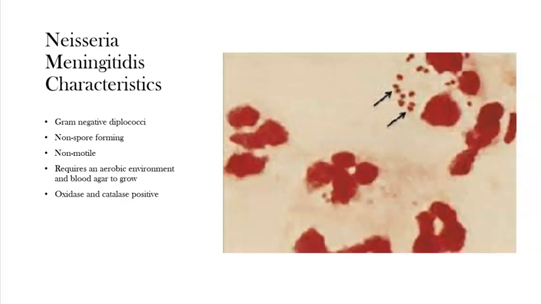We'll talk a little bit more about it later, but it primarily moves through the body by the bloodstream. It requires a few specific things in order to grow and thrive. It needs an aerobic environment, and it grows best on blood agar, and is also oxidase positive as well as catalase positive.